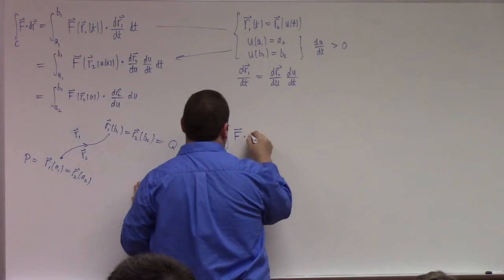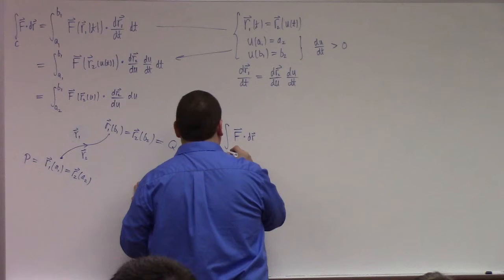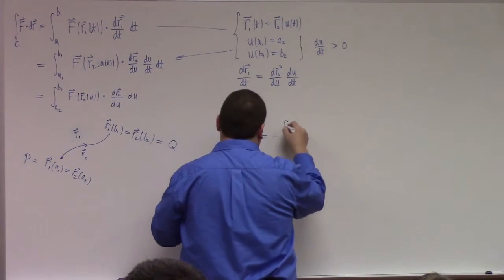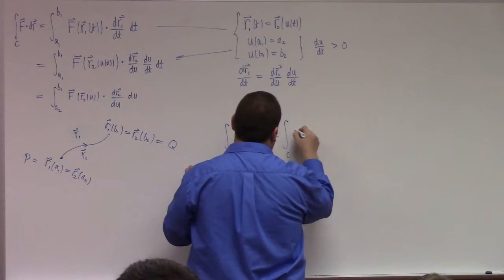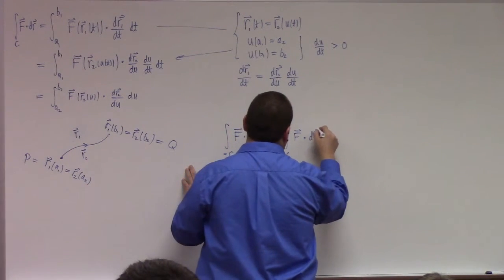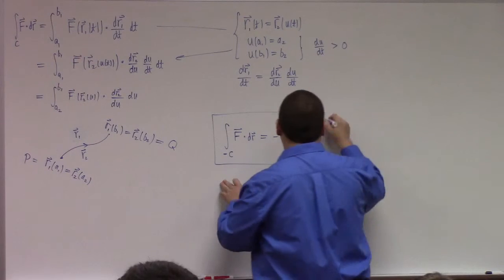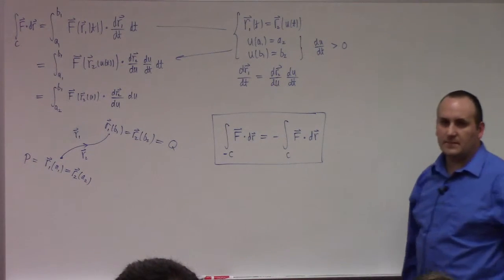I think it's a little bit more clear in my notes, by the way, guys. If you don't understand what I just said, look in the notes. There is a pretty clear argument there. So this is minus the integral over C of F dot dr. This is a property of the line integral. If you reverse the curve, it introduces a minus.